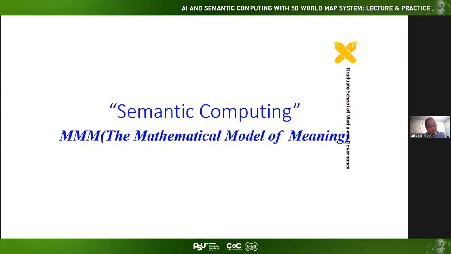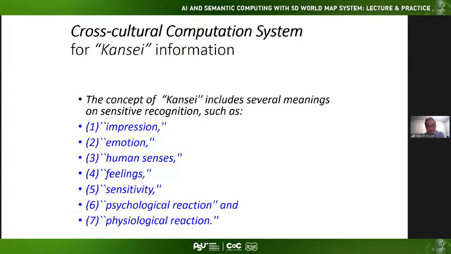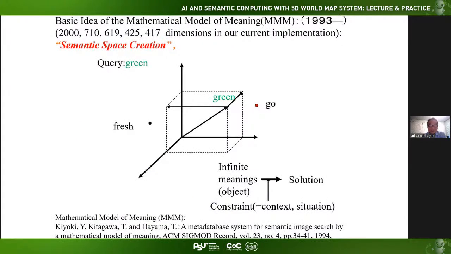So we proposed the mathematical model of meaning a long time ago, in 1993. And this system deals with how to deal with meanings. That means semantics and kansei. And kansei is a Japanese keyword, like feeling, impression, emotion, human senses, sensitivity, psychological reaction, or physiological reaction. How to deal with them? This is a question. And our MMM, this was the new model to deal with meanings.